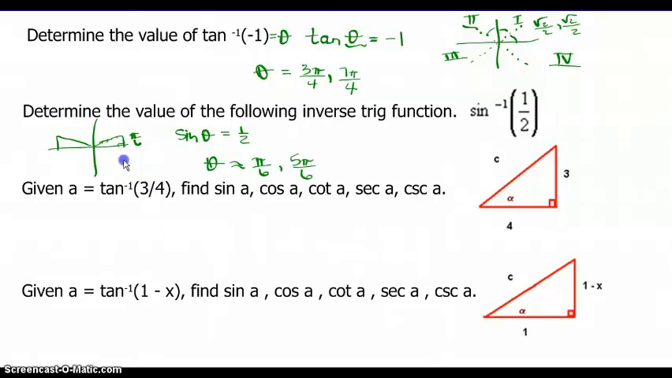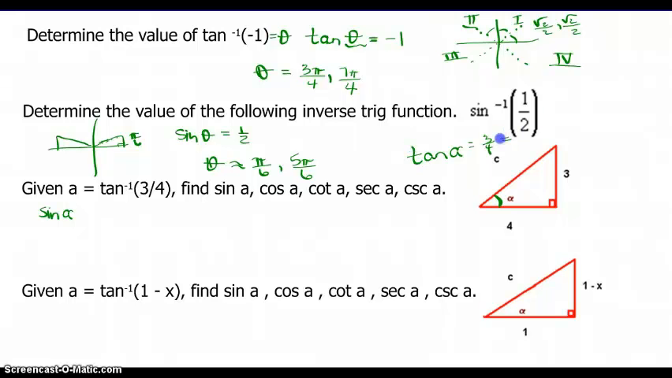I don't have it written here, but you can see I'm staying within theta measures of 0 to 2 pi. Given A equals the tan inverse of 3 over 4, find the sine of A, the cosine of A, the cotangent of A, secant of A, and cosecant of A. And this is what we're talking about. If we have an angle measure alpha, and we know that the tangent inverse is 3 over 4, then we want to find the sine of alpha. We recognize that the tangent of alpha would have to be 3 over 4.